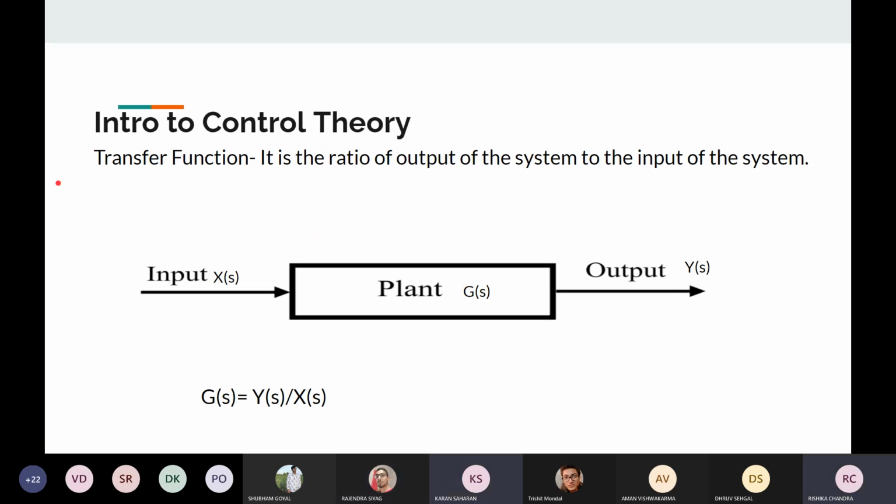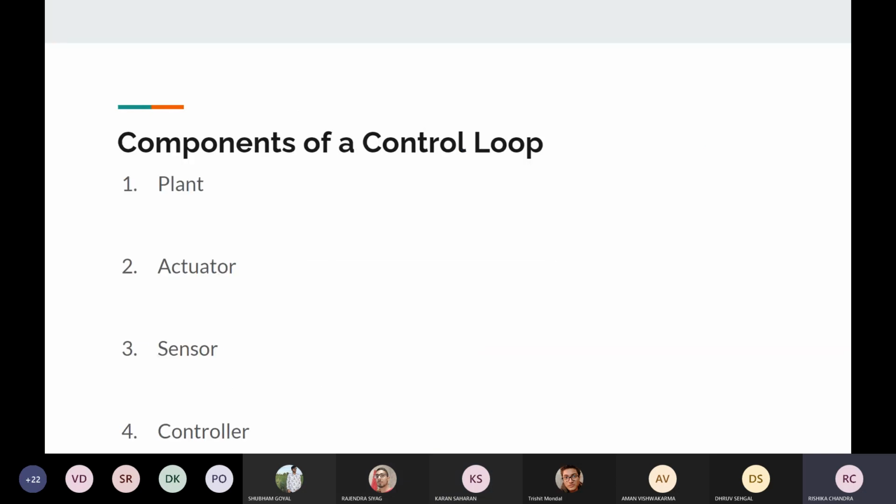Okay, so the first term here is the transfer function. It's the ratio of the output of the system to the input of the system. In maths, a transfer function is a mathematical function which models the device's output for each possible input. As per this, the transfer function of the plant is G(s). So G(s) is output upon input, that is Y(s) upon X(s). Clear till here? Yes, ma'am. Okay, so let's go to the next slide.